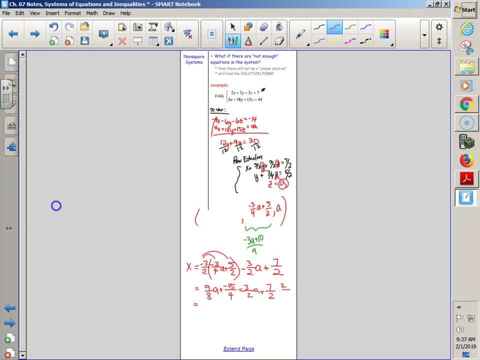I get some common denominators to help me out. Negative 15/4 plus 14/4 is negative 1/4. And then 9/8 minus 3 halves. Let's get common denominators. 9/8 minus 12/8 would be negative 5/8. 9/8 minus 12/8. Oh, negative 3/8. What am I thinking? That's ridiculous. You guys got negative 3/8, right?